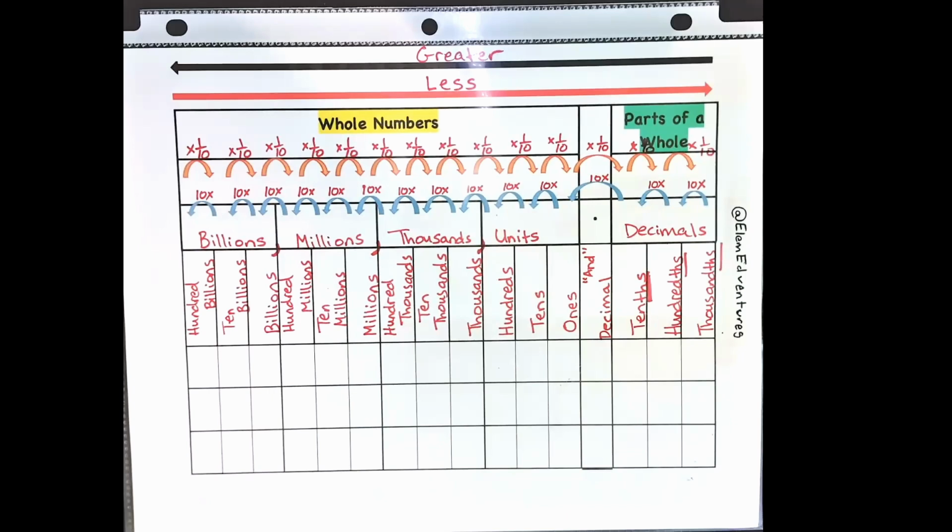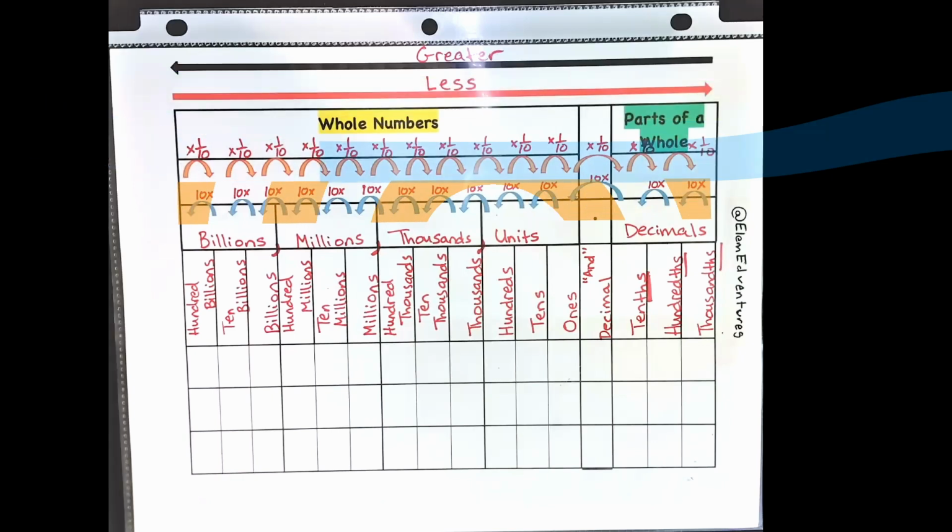Look all the way at the top. There's a black arrow that goes from the right to the left. As mentioned in episode 1, values become greater and greater as you move from right to left on the place value chart. Underneath the black arrow, we have a red arrow that goes from left to right, and values become less and less as you go from the left to the right of the place value chart.